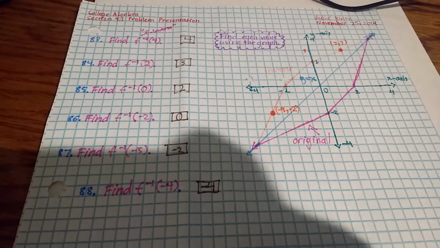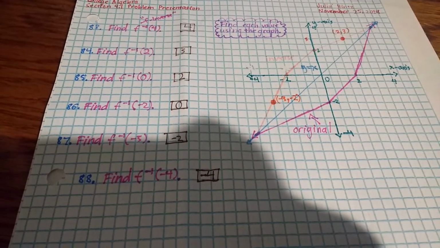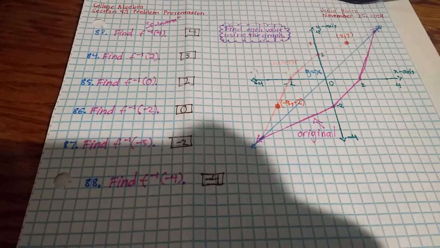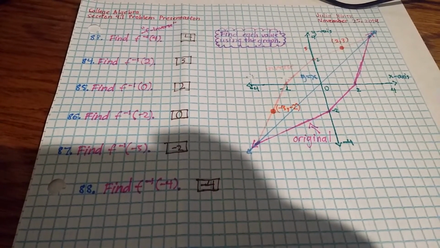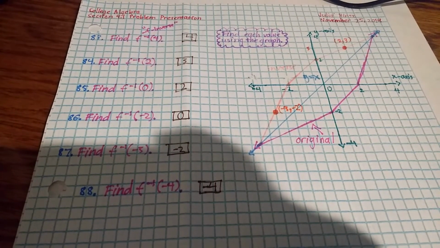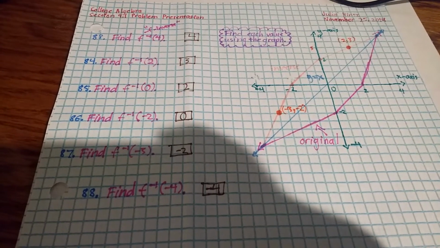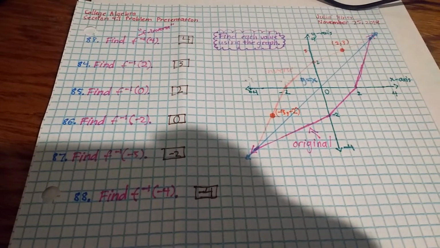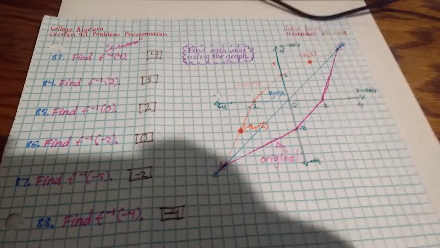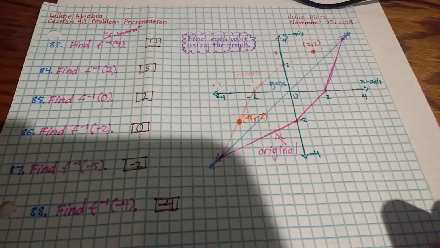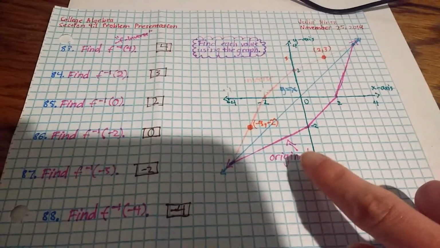For section 4.1, problems numbers 83 through 88, we're supposed to find each value using the graph. So for problem number 83, we're supposed to find the f inverse of 4. Okay, and so on this graph, I drew the original equation in dark pink right down here.